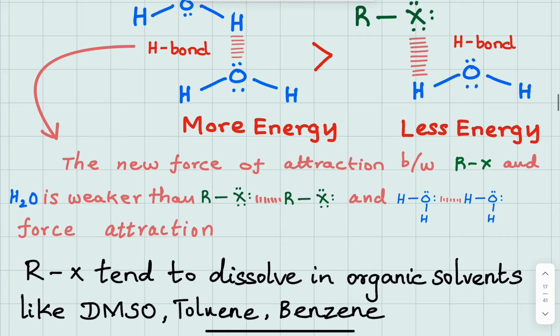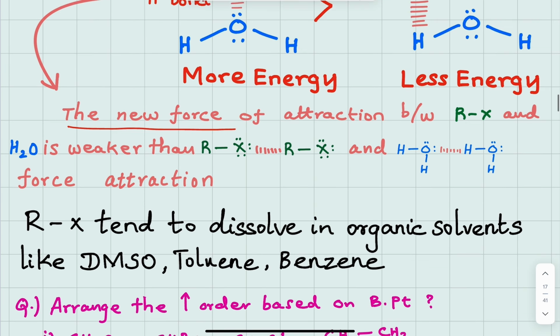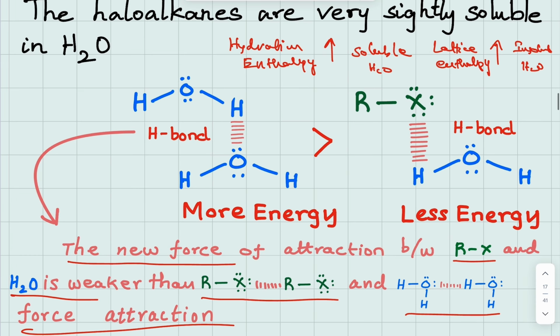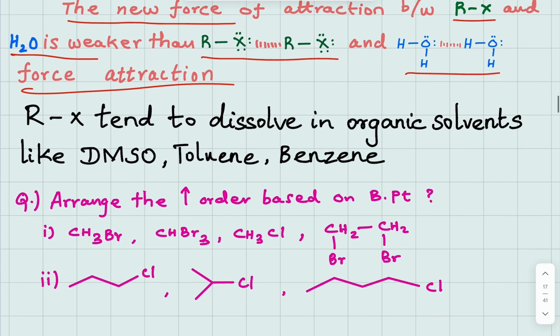So now let's see that the force of attraction between the haloalkane and the water is weaker than the haloalkane-haloalkane and water-water forces of attraction. So now, due to the nature of the C-X bond, with a partially positive charge and a partially negative charge, what will happen is it can separate into two ionic forms in the presence of the water solvent. As a result it has the ability to dissolve.